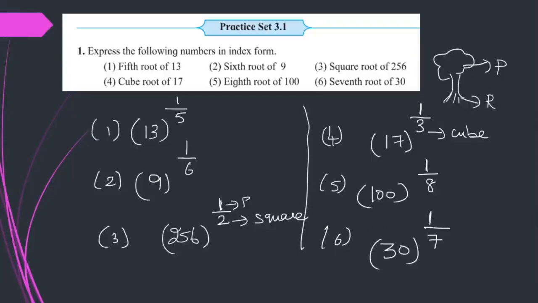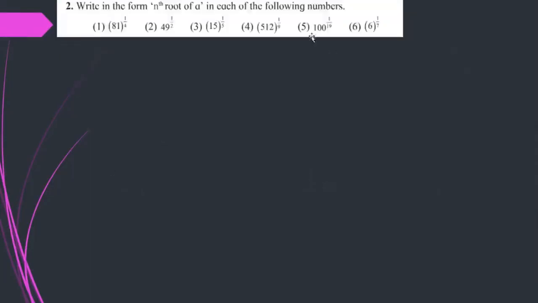Now we will move on to the next one. How to solve this one? Here what is given: write in the form of nth root of a in each of the following numbers. It is simple. You want to write it in radical form. First we want to write the power, then you want to write the base value.